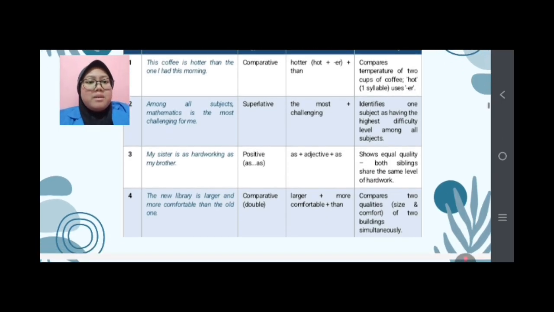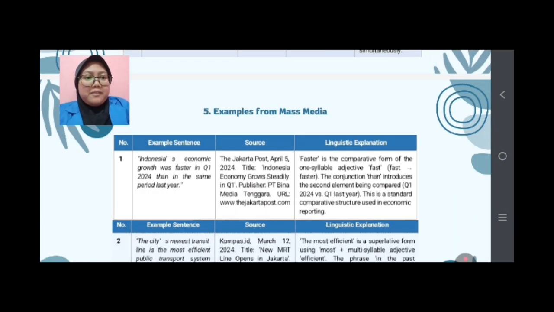Sentence 4. The new library is larger and more comfortable than the old one. Comparative: double comparative, larger plus more comfortable plus than. Compares size and comfort of two buildings simultaneously. 5. Example from mass media.